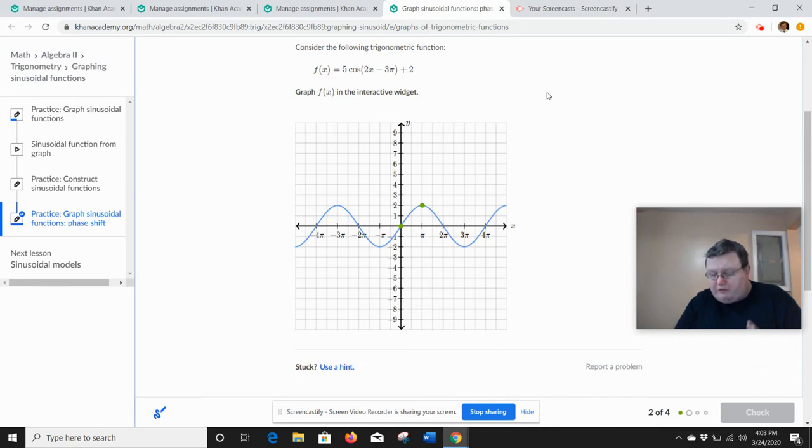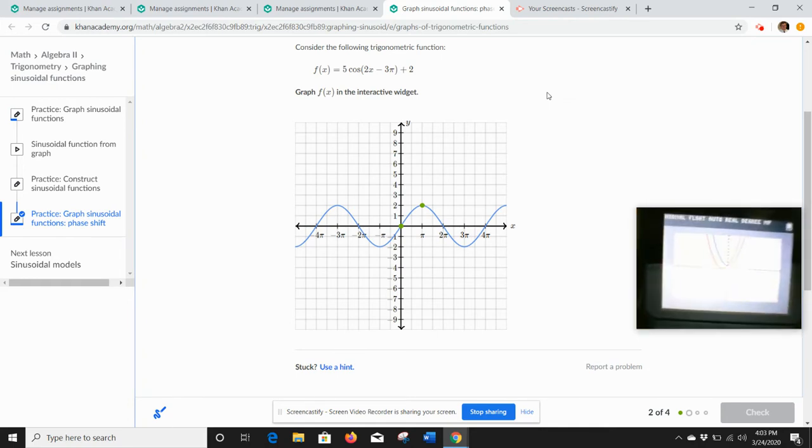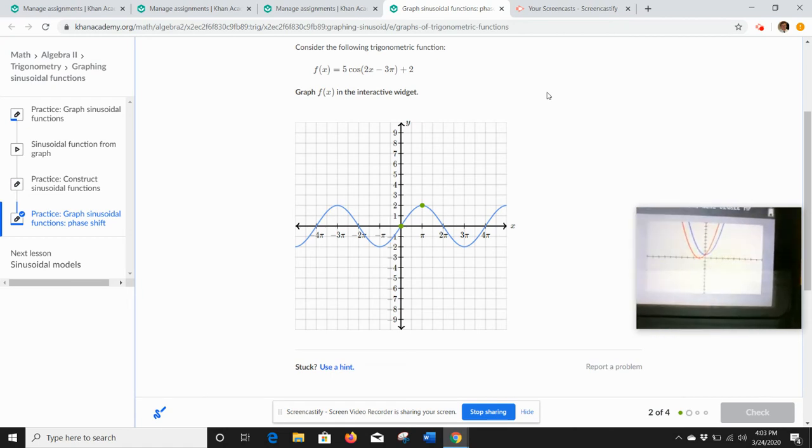So the blue function is that first one, y equals x squared plus 1. Let me get it where you can see it. The blue function is y equals x squared plus 1. The red function is y equals (x plus 1) squared. So you see, there's a different kind of transformation there.